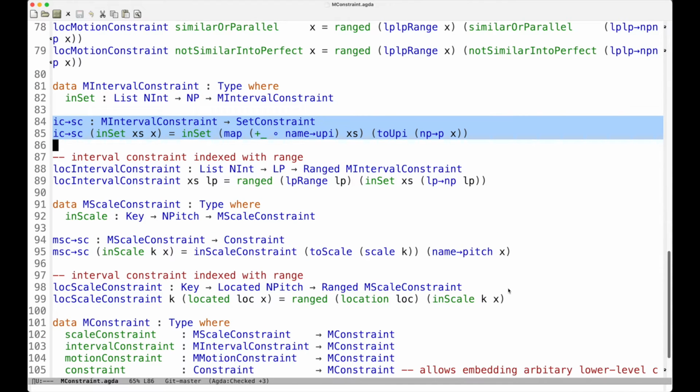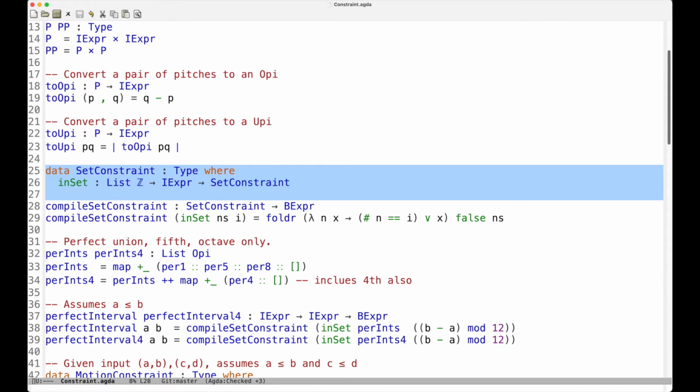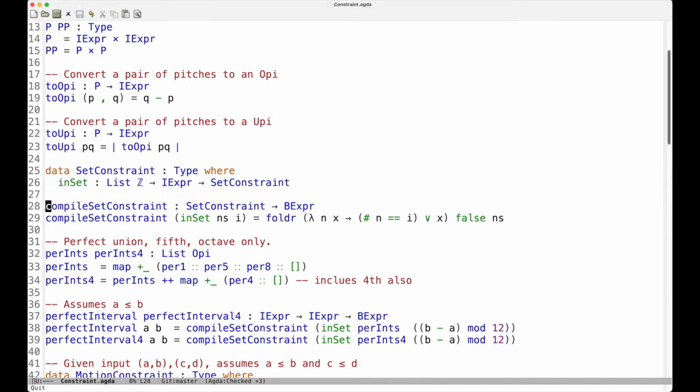High-level constraints are translated to intermediate-level constraints. For example, the interval constraint is translated to a set constraint in the intermediate language. Here, in the set constraint, instead of being expressed in terms of a named pitch, it's expressed simply in terms of an integer. This in turn gets compiled down to the lower level expression language.